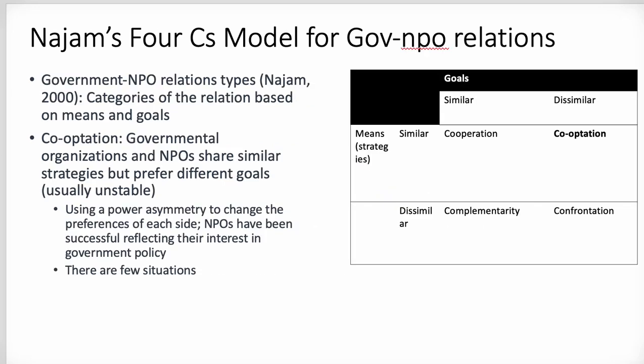The last model of Najam's 4Cs model is co-optation, where government and NPOs share similar strategies but prefer different goals. It could be using a power asymmetry to change the preferences of each side. However, this is not common.